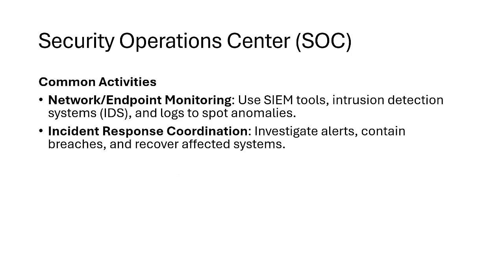So the next topic is called SOC, Security Operations Center. The SOC in an organization is used to monitor the threats, monitor the incidents, monitor the issues, and try to reduce the impact. They do common activities like network and endpoint monitoring by using a SIEM, IDS, and logs to spot anomalies. Anomalies are called abnormal activity. Then we have a team which responds to the incidents. They investigate the alerts, reduce the impact, which is called containing the breach, and recover the affected systems.